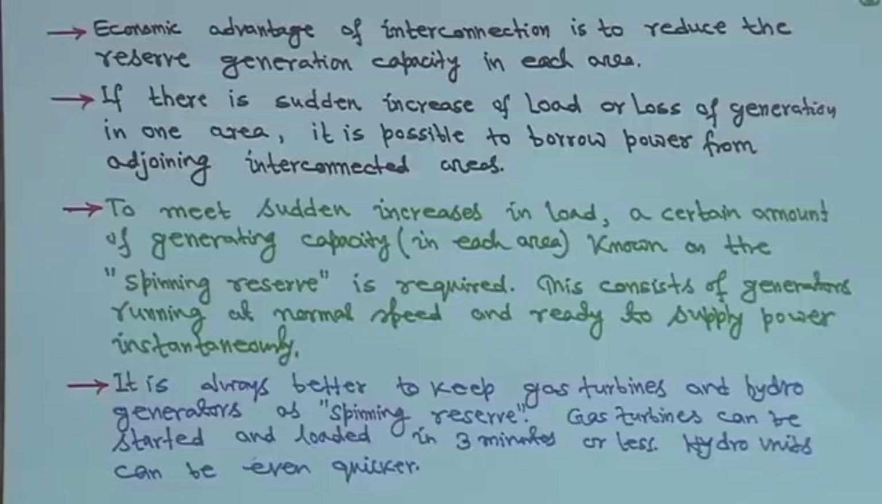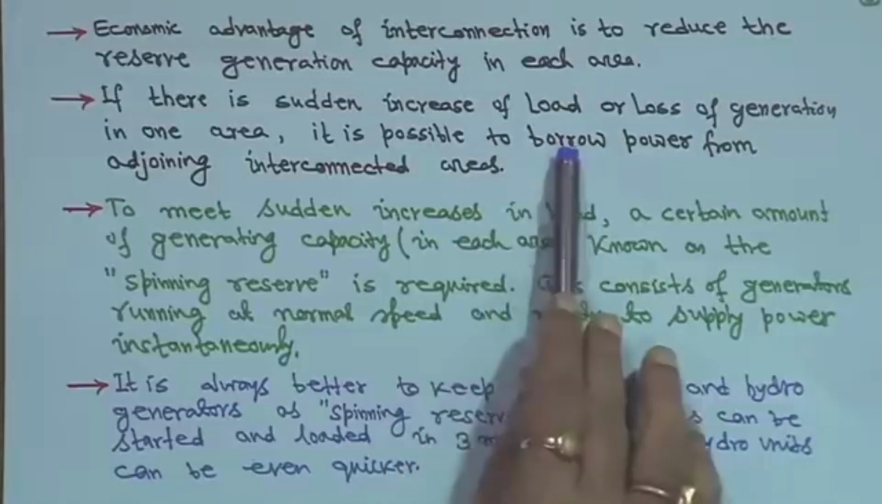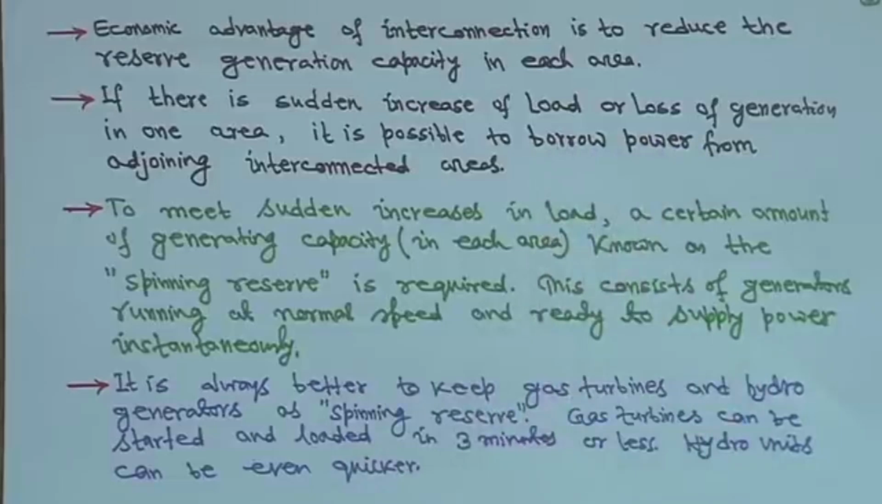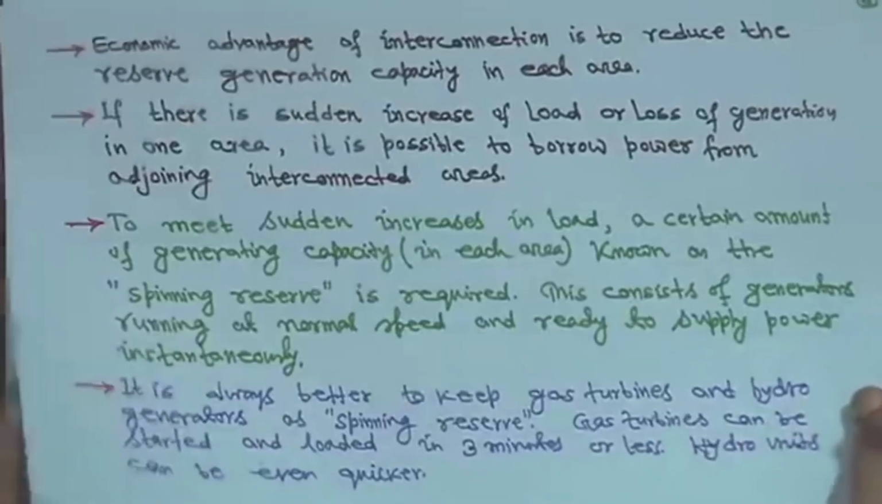But the economic advantage is to reduce the reserve generation capacity in each area. Each area means a power system. So when many power systems are interconnected, the reserve generation capacity in each area can be reduced. Later I will try to explain. If there is a sudden increase of load or loss of generation in one area, it is possible to borrow power from adjoining interconnected areas. It is something like this.